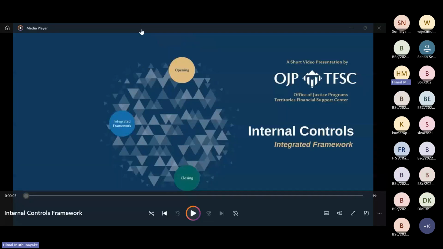Can you see my screen? Yes, can you see my screen? Yes, sir.